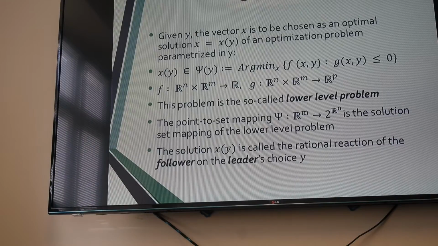Okay, so this is the mathematical definition. Please feel free if you have any questions to ask. It's more like a lecture than a presentation.